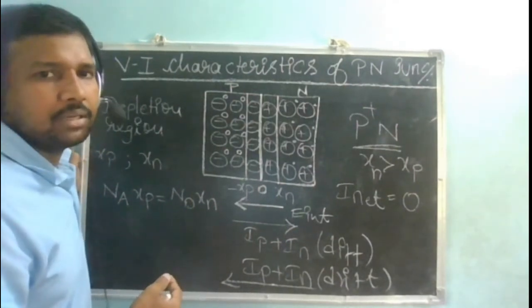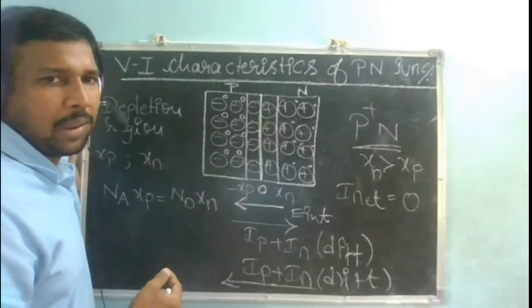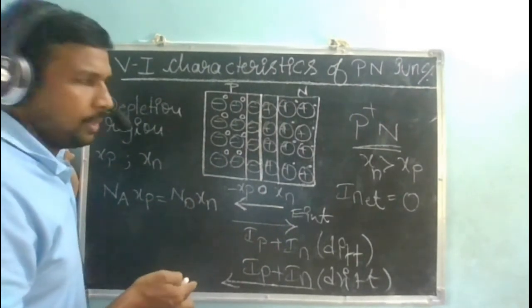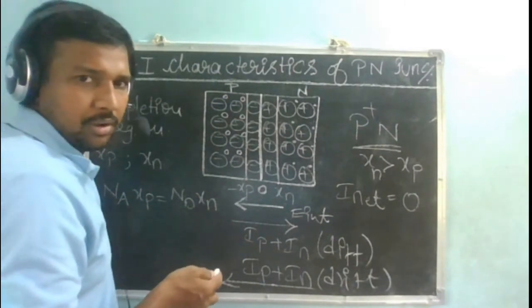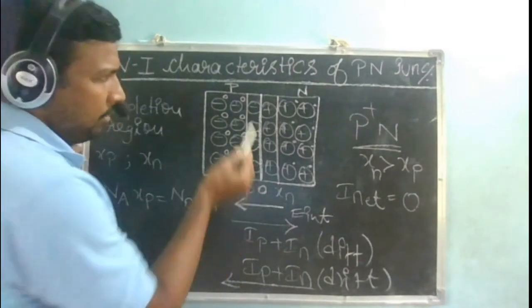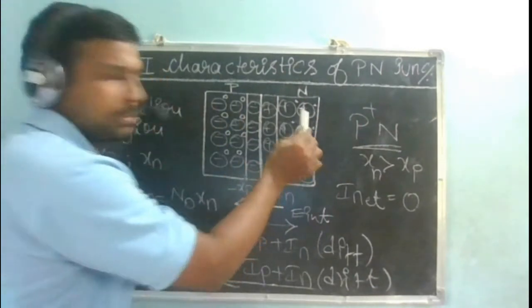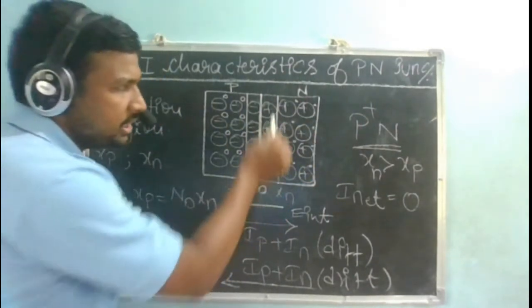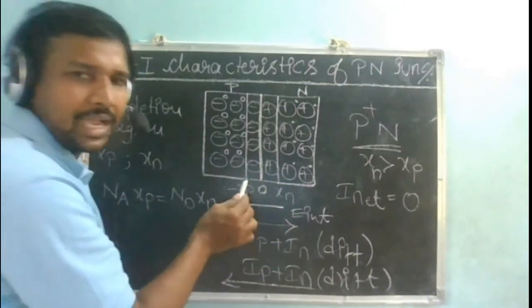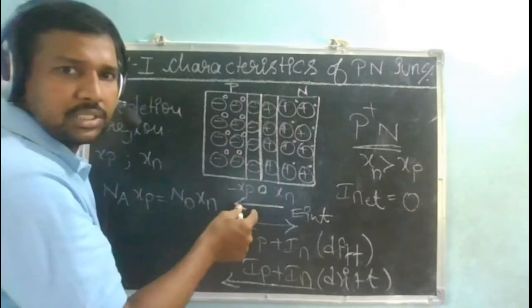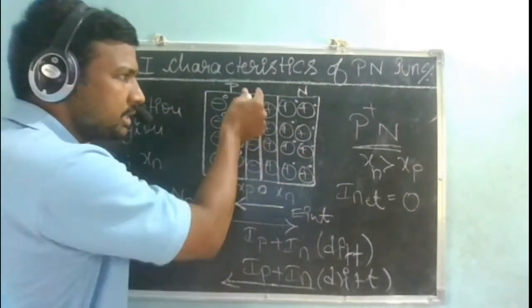Why barrier? To move, it has to gain some energy. It is a barrier to the holes present in the p side and a barrier to the electrons present in the n side. Once this depletion region has formed, it acts as a barrier. The barrier to the holes is this positive charge itself, the barrier to the electrons is this negative charge itself.